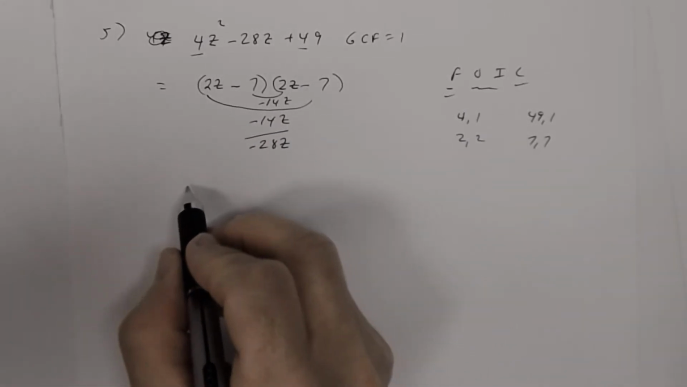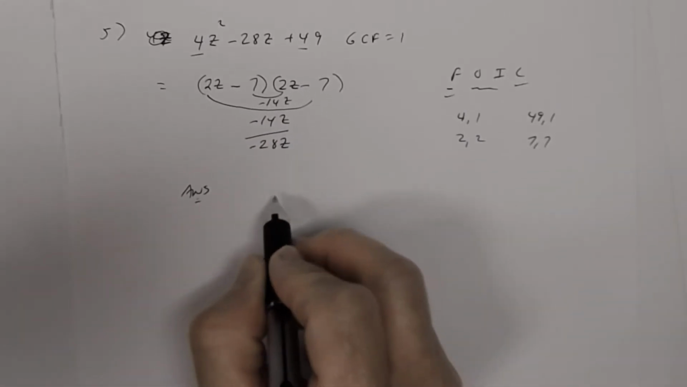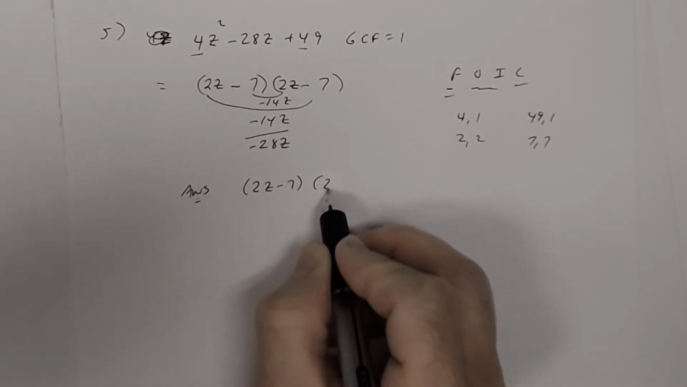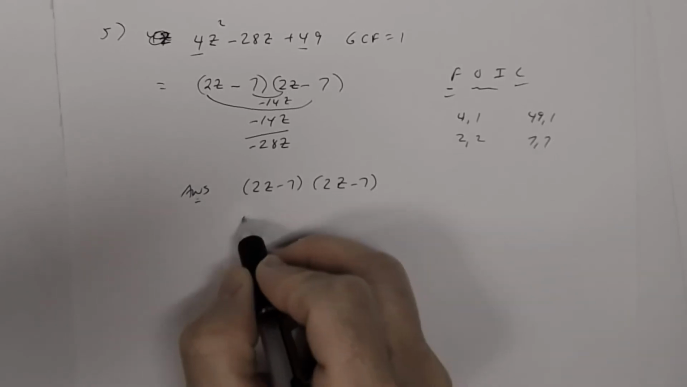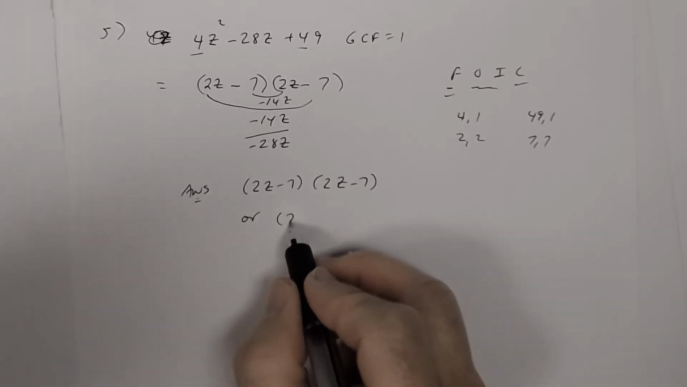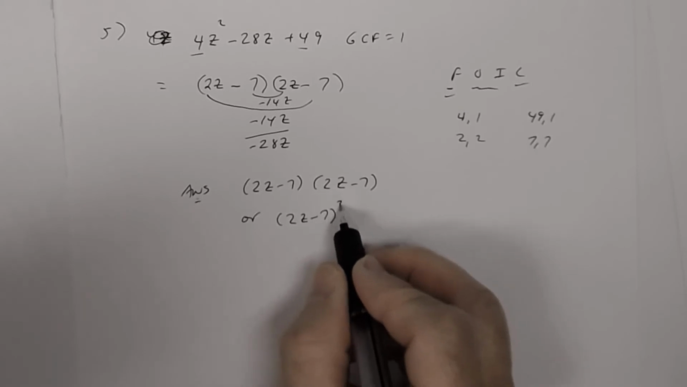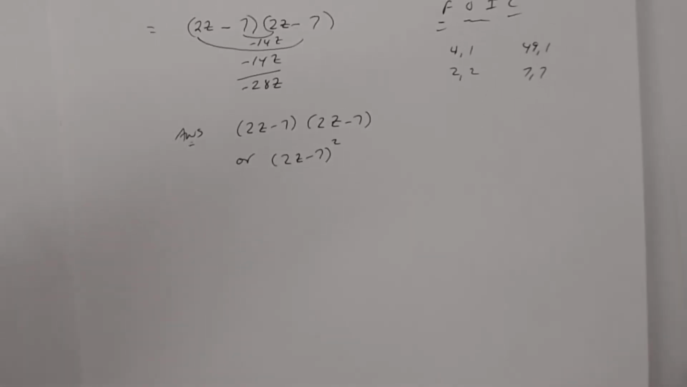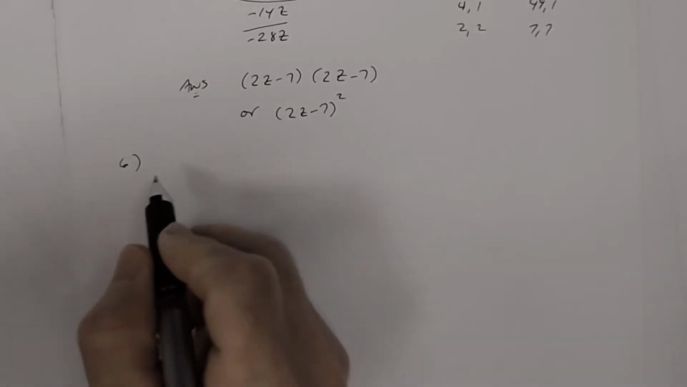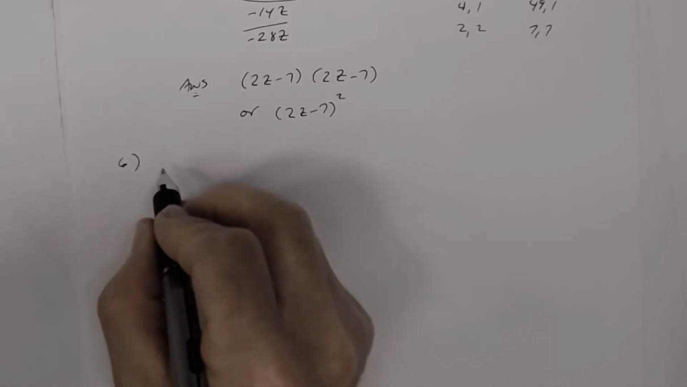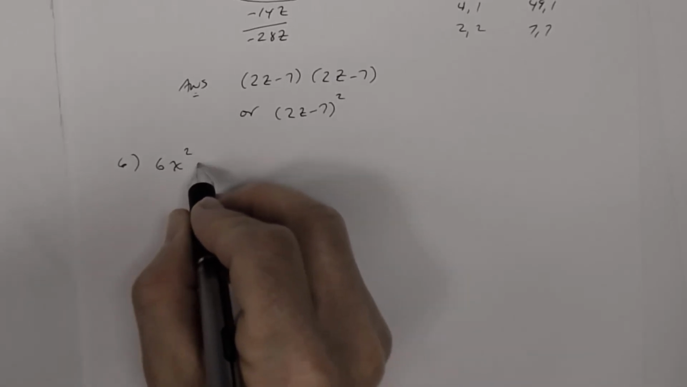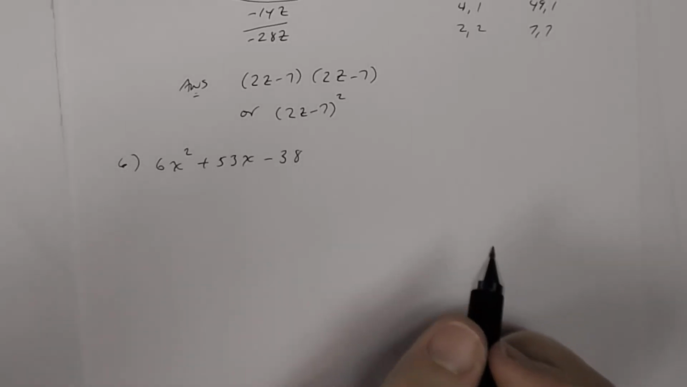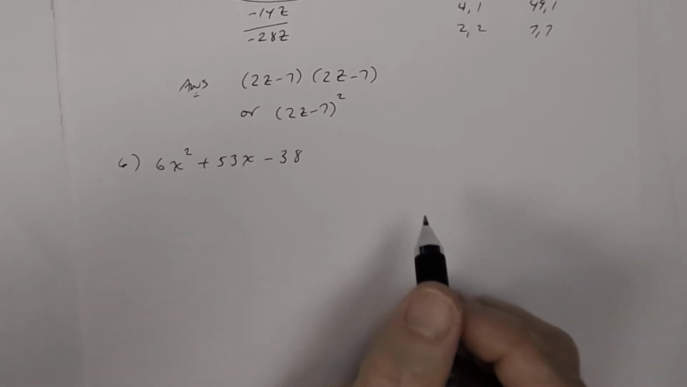That wasn't that difficult. So then the answer, you're going to say 2z minus 7 times 2z minus 7, or you can write this as 2z minus 7 squared. Okay? All right, so that's number 5. Let's get number 6. Suppose we had 6x squared plus 53x minus 38. So 6x squared plus 53x minus 38.